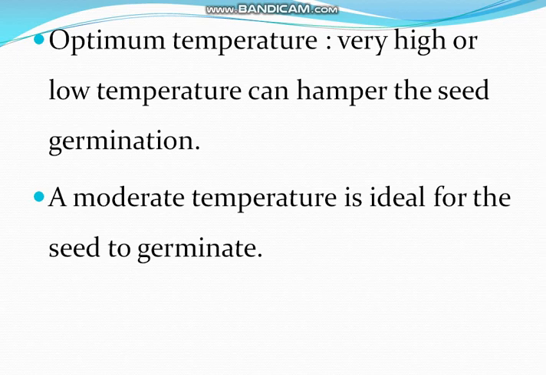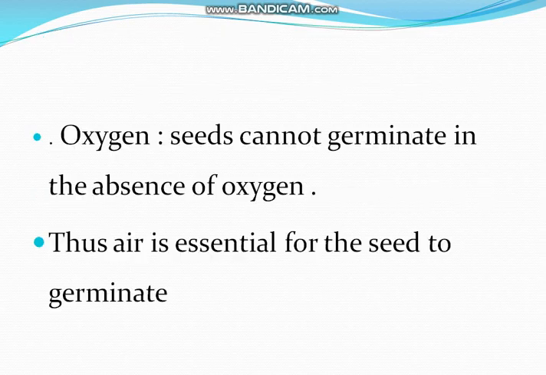Then optimum temperature, that means a moderate available temperature. Very high or low temperature can hamper seed germination. That means if a seed wants to germinate, that seed needs a moderate amount of temperature. That moderate temperature is ideal for the seed to germinate. Then the third condition, oxygen. Seeds cannot germinate in the absence of oxygen. Thus, air is essential for the seed to germinate.